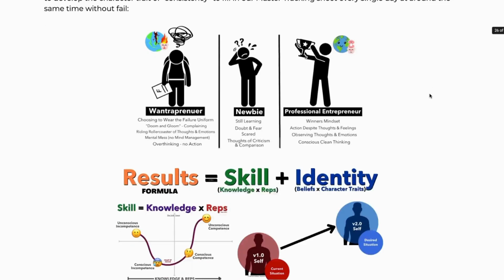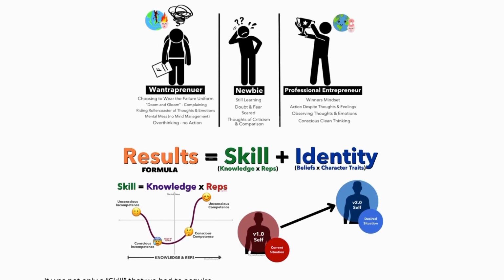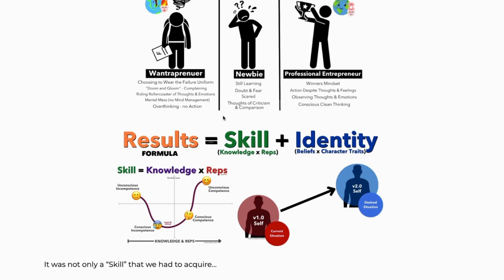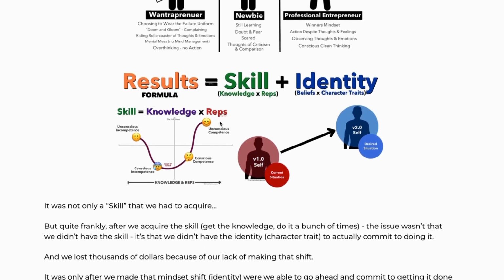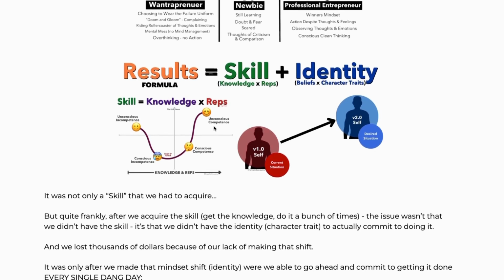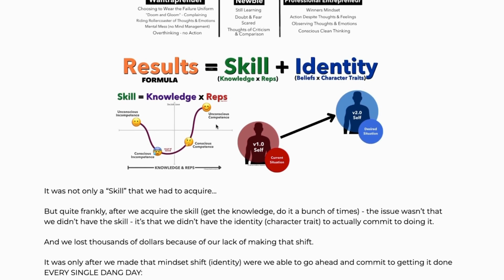Again, I'm being fully transparent here: we were newbies, and on some days we were entrepreneurs. We had not yet become professional entrepreneurs. We had not yet developed the skills and the identity required to get the results that professional entrepreneurs got. When we committed and said, you know what, this is not just a skill we have to develop, but quite frankly we have to acquire the actual character traits of consistency, resilience, and commitment. Because truthfully, the skill aspect of filling in your tracking sheet is pretty straightforward. You get the knowledge, you do it a bunch of times, it's pretty straightforward. But it's very, very easy to not actually do it consistently.